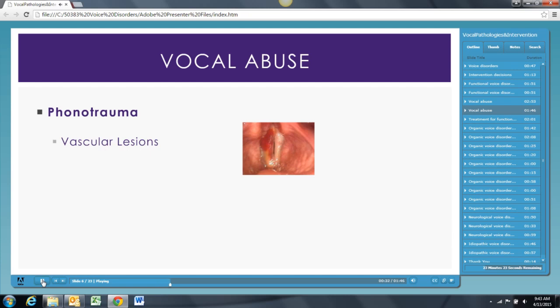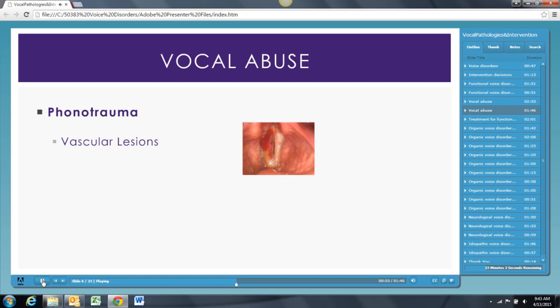There can also be pinpoint enlargements of blood vessels, almost like little dots, that can occur secondary to phonotrauma. And these will appear as small red dots on the vocal fold edges or the superior surface of the vocal folds and are called varices, or if there's one, it's called a varix.